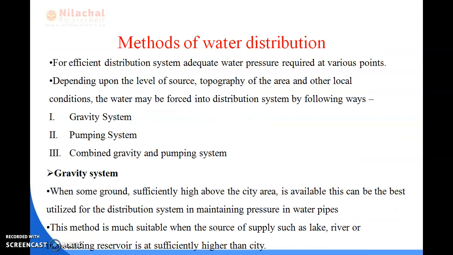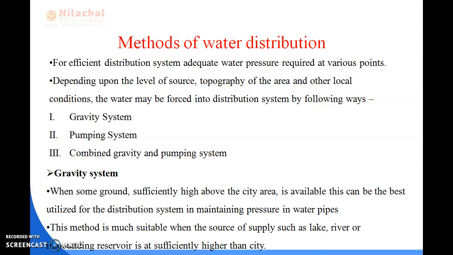Next, what are the methods of water distribution? For an efficient distribution system, adequate water pressure is required at various points. Depending upon the level of source, the topography of the area and other local conditions, the water may be forced into the distribution system in the following ways: first is gravity system, pumping system, and combined, that is gravity and pumping system.